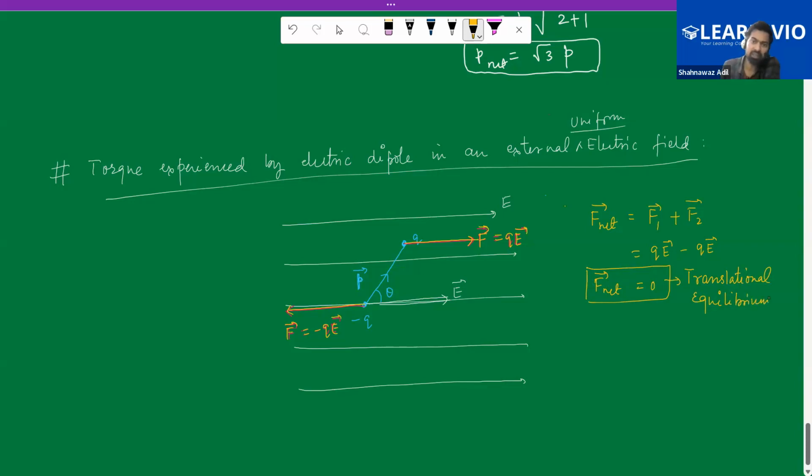But this is creating what? A couple. This is the line of action, and this is the line of action, and we have a net couple. This is creating a torque in this direction, and this is creating a torque in this direction. So we have a net torque, and we don't have any rotational equilibrium. So this will rotate this dipole.